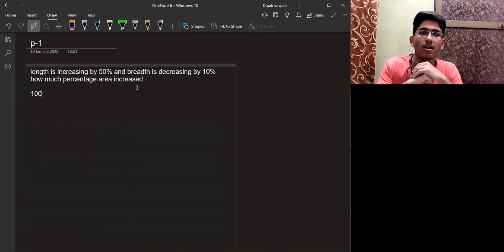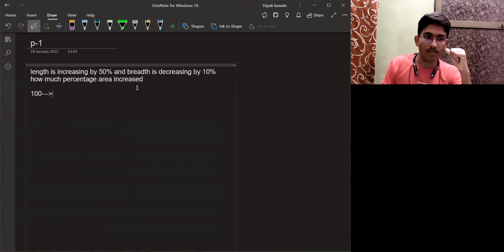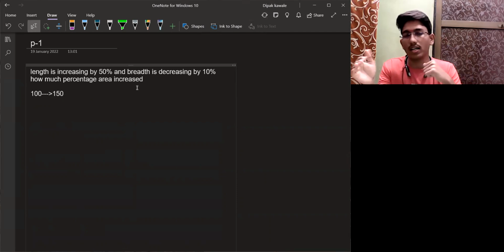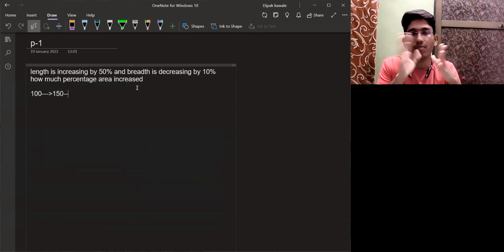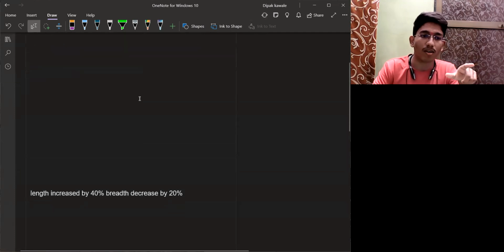Sir, what if the length is increasing by 50%? That means it will be 150. 50% increase means 150. Sir, if it is decreasing by 10%, that means 10% of 150 is 15. That means 150 minus 15 is 135. Simple. Now try this problem yourself.